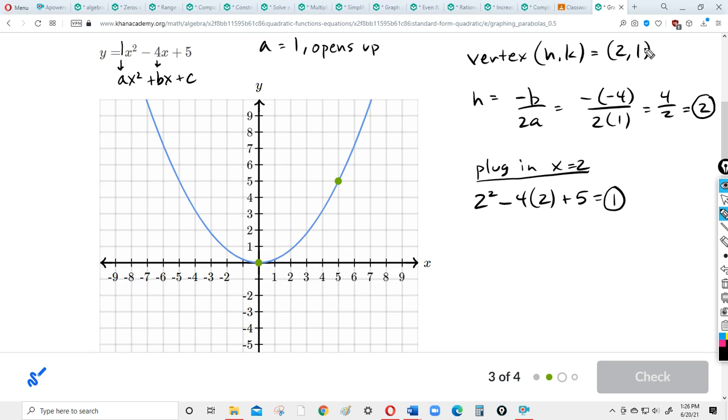Right? And we said it opens up. So let's put in the 2, 1 for the vertex. X equals 2, y equals 1. All right, that's right there. And then we just need to find one other point. Remember for the y-axis, that is x equals 0. All right, so I'm going to plug in x equals 0.